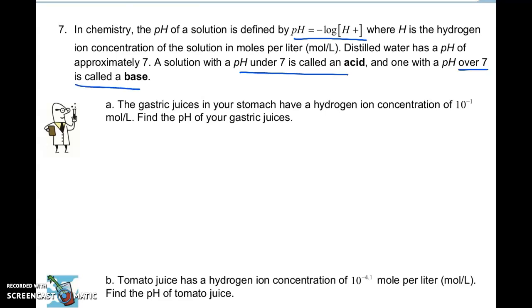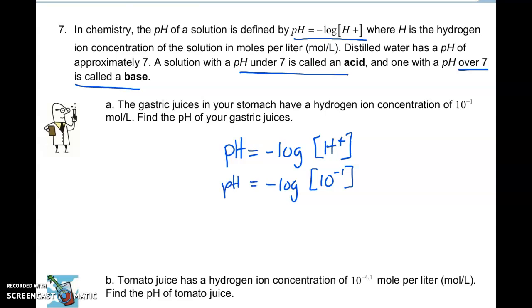So the gastric juices in your stomach have a hydrogen ion concentration of 10 to the -1st moles per liter. Find the pH. So I'm going to write the function from up above. And they have an ion concentration of 10 to the -1st. And we want to find the pH, so I'm going to plug in 10 to the -1st here and put that in my calculator and see what I get.